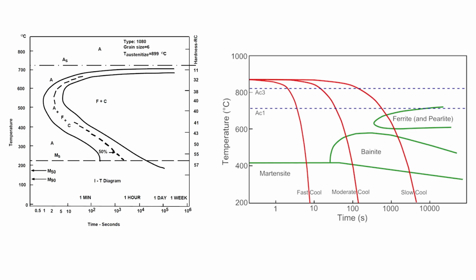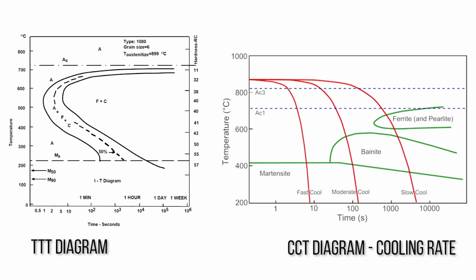The one on the left is a time, temperature, and transformation graph, and the one on the right is a continuous cooling transformation graph. These are generally shortened to TTT or CCT, and they effectively tell us the transformation of the microstructure at a given rate of cooling, or if the metal is held at a specific temperature for a certain amount of time. If you've done a materials class, you'll probably know all about these and how much of a nightmare they can be when you first learn about them.